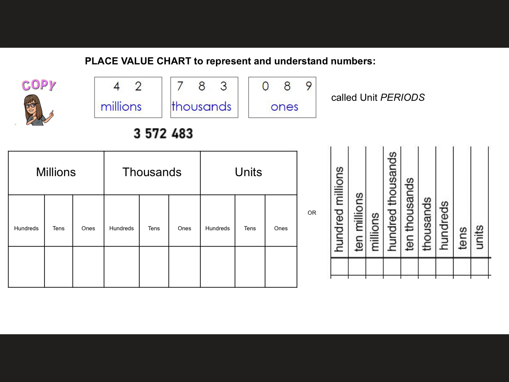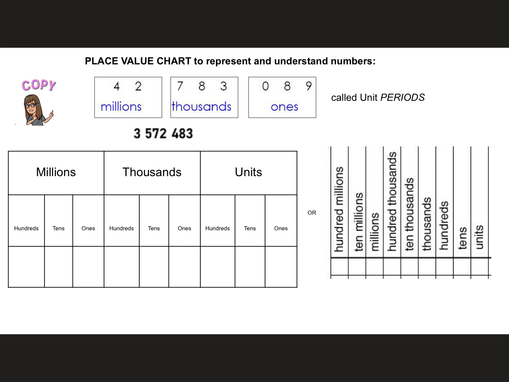What we're copying here is the place value chart as a way to represent and understand numbers, keeping in mind that the numbers are grouped into periods. So if this were my number, 42,783,089, the 089, in fact, the zero is necessary to hold the hundreds place, is in the units period. The 783 is in the thousands period, and the 42 is in the millions period.